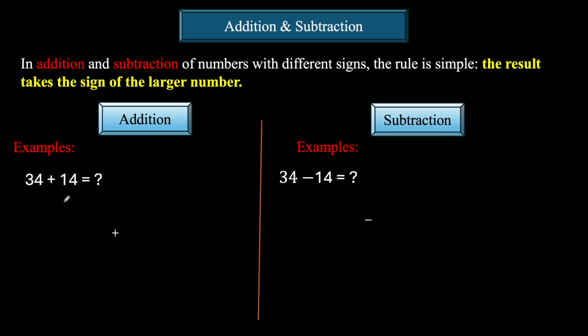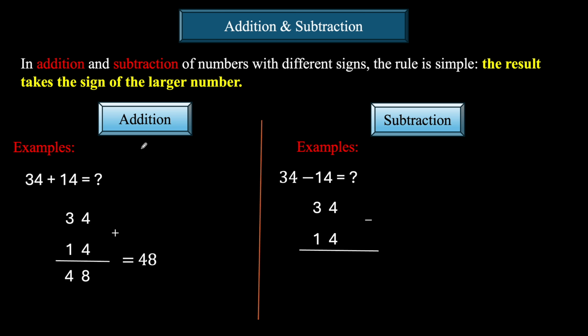Let's see another one. So what if we have big numbers like this, and then we make the addition? 4 plus 4, 8, and 3 plus 1, 4. So the result is 48.